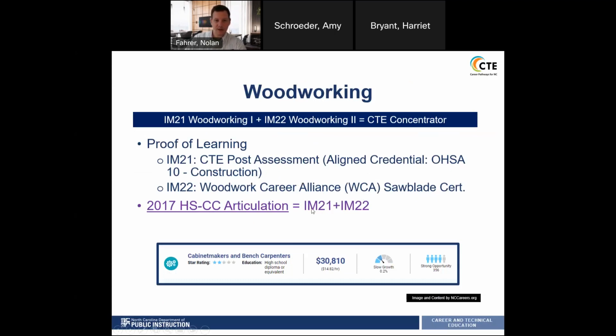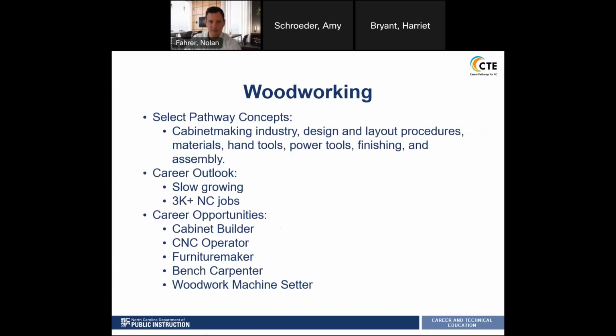And we do have an articulation agreement for our woodworking courses. If you take both of those, you'll get credit again at the community college. Now, this area, I will say, right now it's not huge as far as growth is concerned. But there are sectors I can tell you within North Carolina.